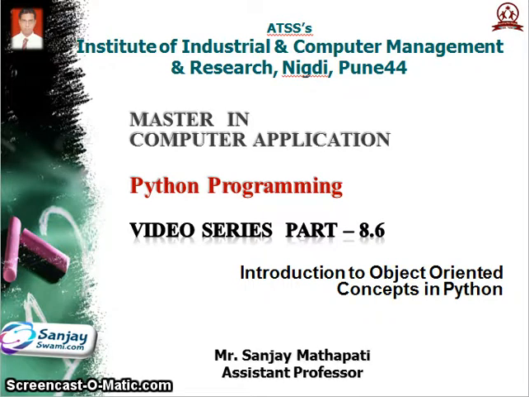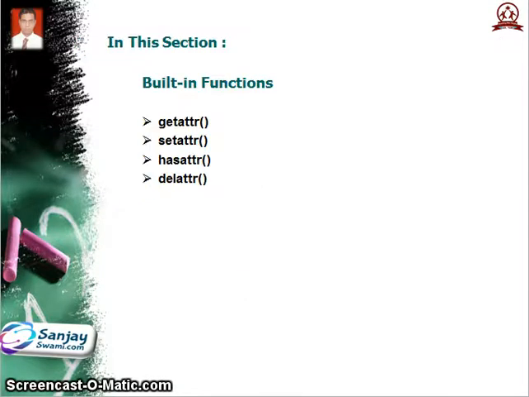Welcome back to the video series on Python programming, section 8.6 of the concept of object-oriented programming in Python. In earlier sections, we have discussed the concept of class, object, constructors and destructors, overloading and overriding, then the concept of inheritance, such as multiple inheritance, single, multi-level, and hierarchical. Students, we know how to access the different types of attributes from the class.